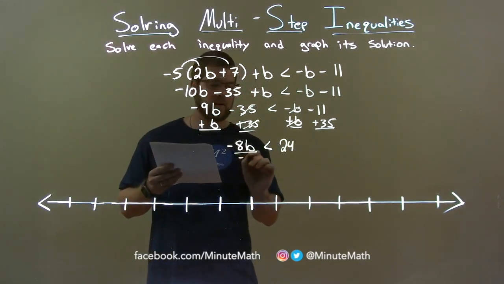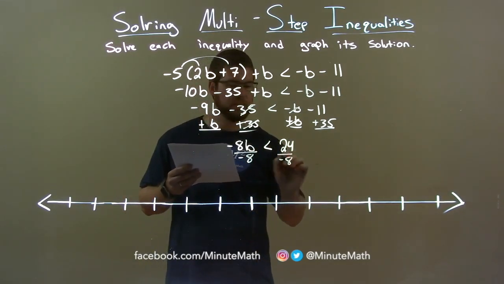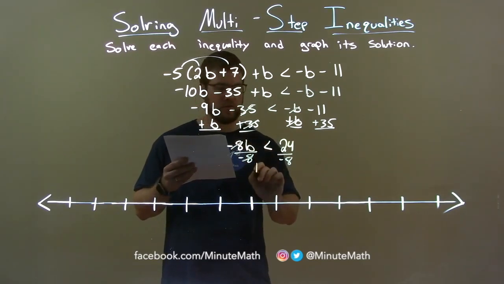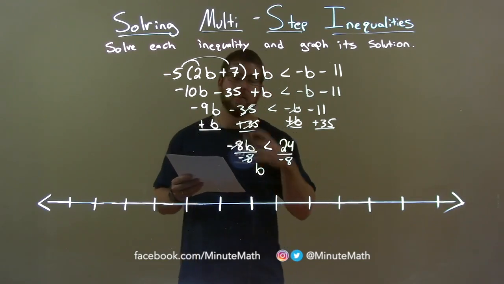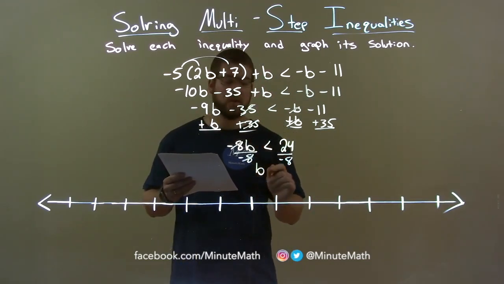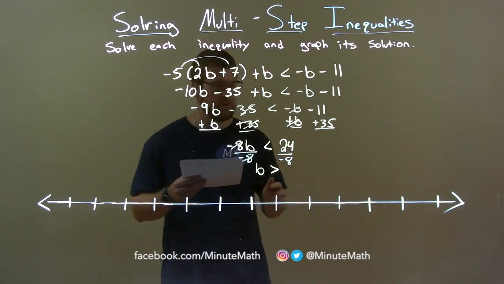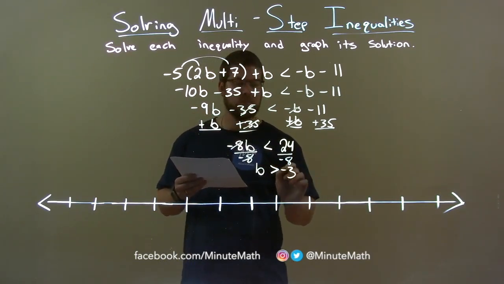We divide both sides by negative 8, and b is now completely by itself. Be careful though. Divide by a negative over an inequality, the sign flips. Less than sign is now a greater than sign, and 24 divided by negative 8 is a negative 3.